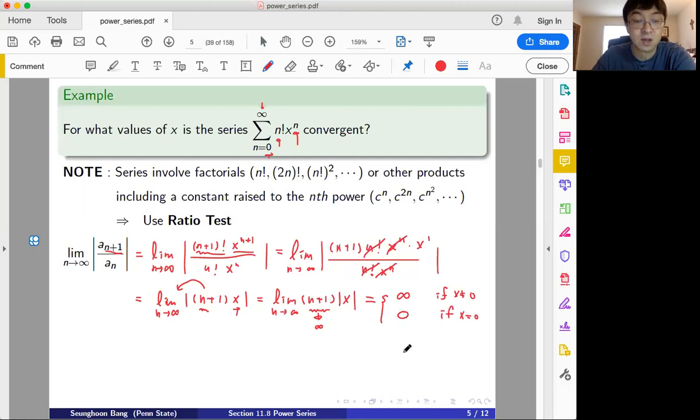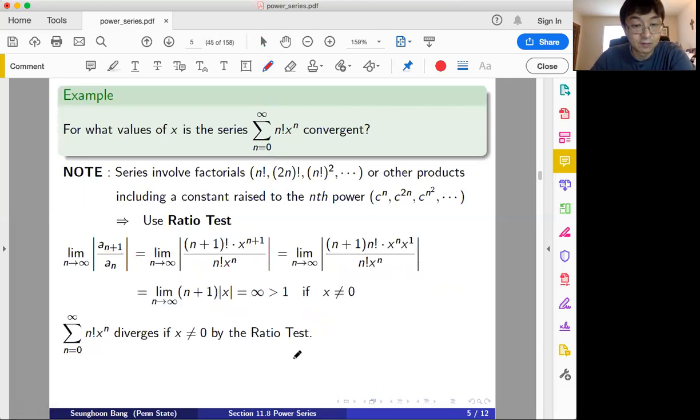We have two possible answers. If x is not equal to 0, the limit value is infinity, which is greater than 1, so the series is always divergent. If x equals 0, the limit is less than 1, so it converges. So what kind of value can x be? Only 0. So we have this result: the series from n equal to 0 to infinity of n factorial x to the n is convergent only when x equals the center 0. That's it. Only one point. The x is just the center.